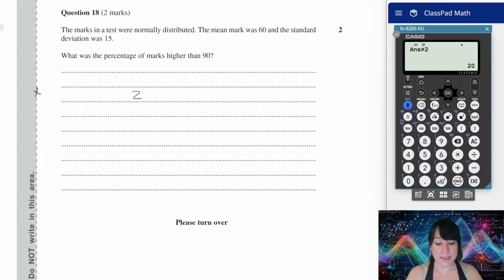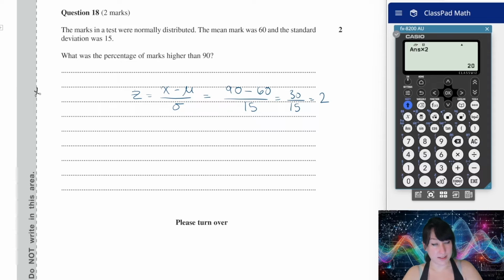So we have z equals x, which is the score, minus mu, which is the mean, over the standard deviation. Now, we're looking at the z-score for 90, with a mean of 60, and a standard deviation of 15. So the score of 90 has a z-score of 2.